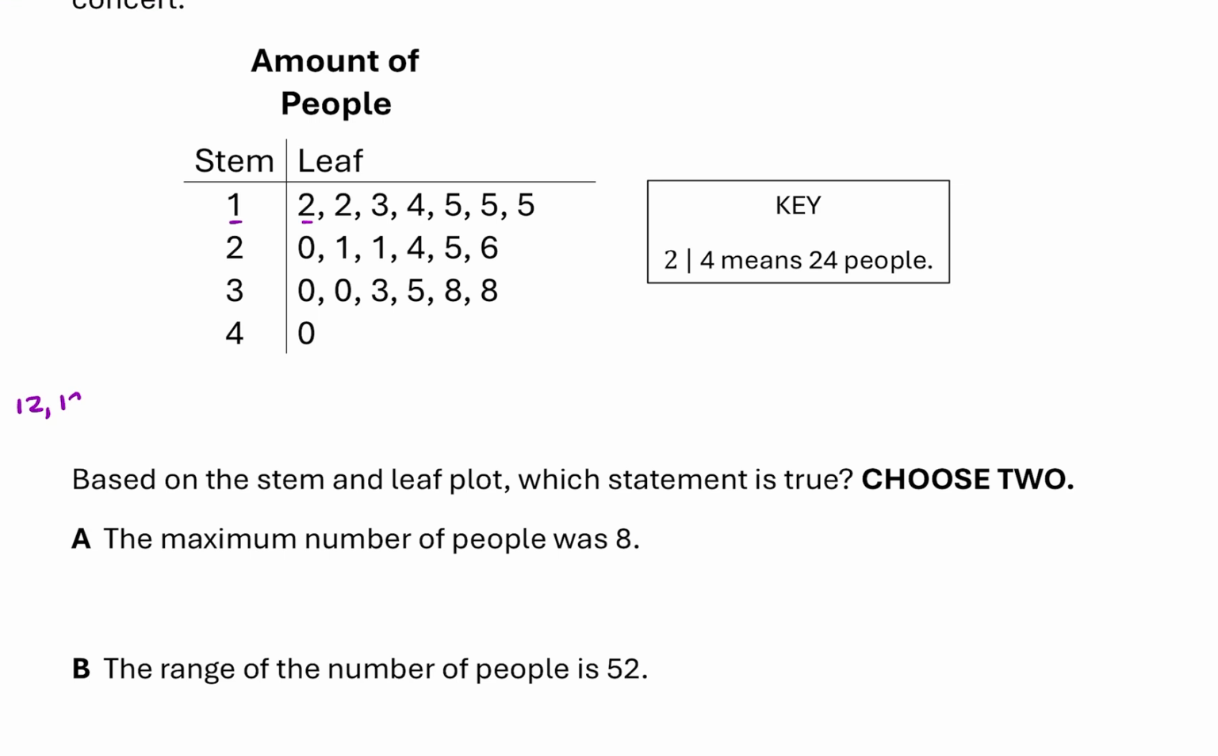So 12, 12, 13, 14, 15, 15, 15. And I'm going to check. I should have 1, 2, 3, 4, 5, 6, 7. 1, 2, 3, 4, 5, 6, 7. So I'm good there. Let's move on.